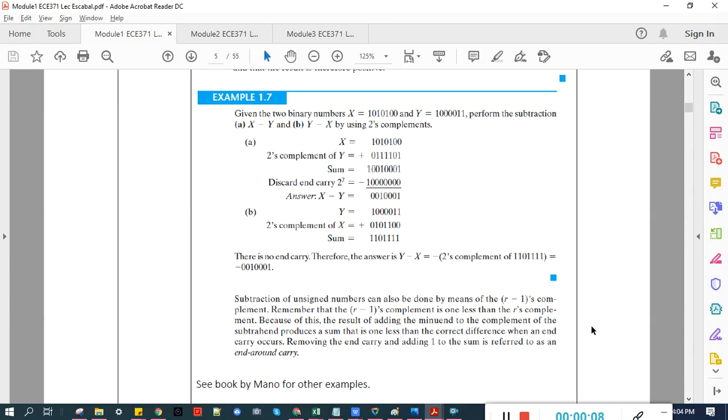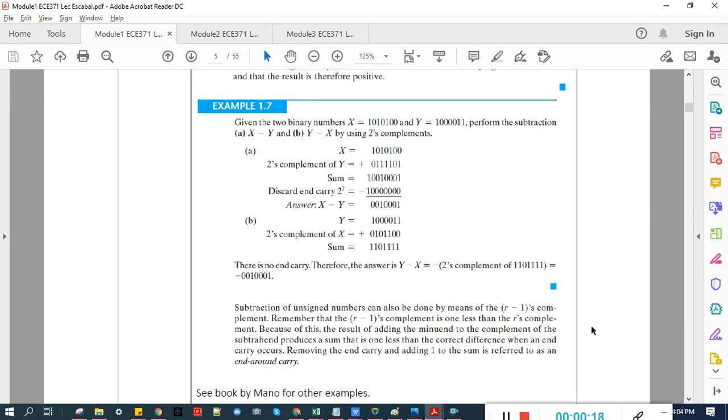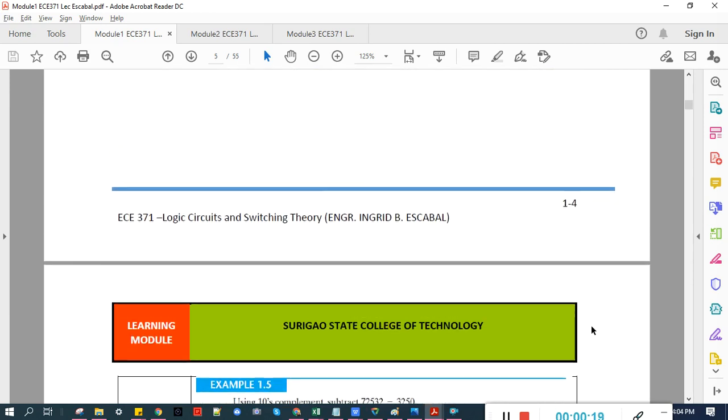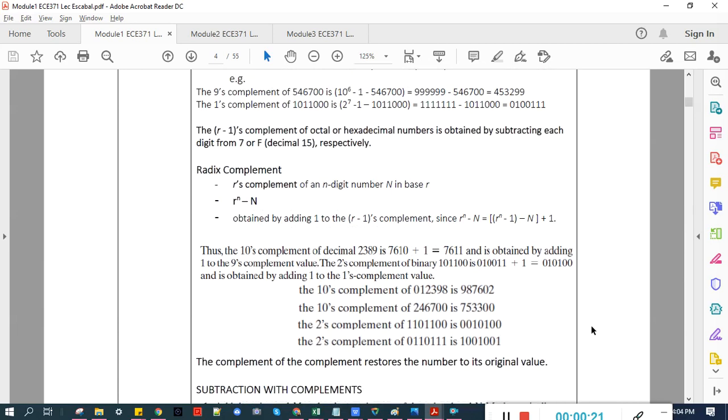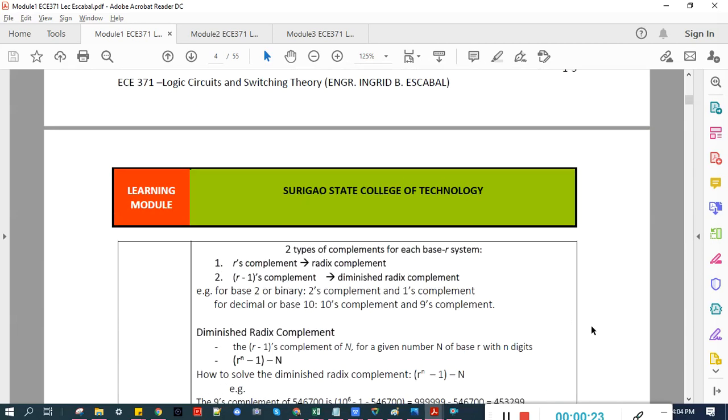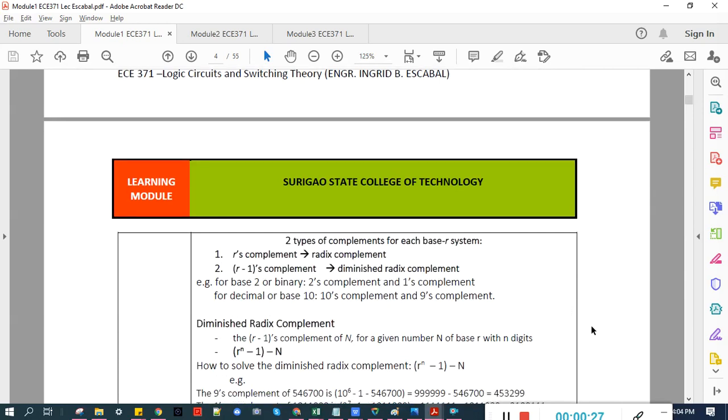Good morning. Let's continue our lesson. We're now on example 1.7. This is under the topic on complements, r's complement and r minus 1's complement.